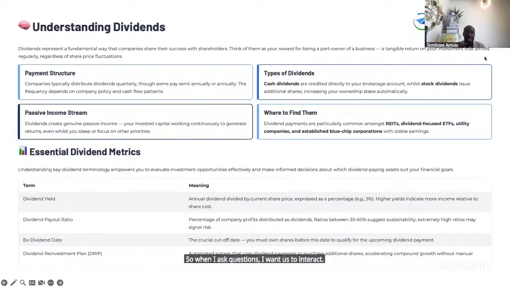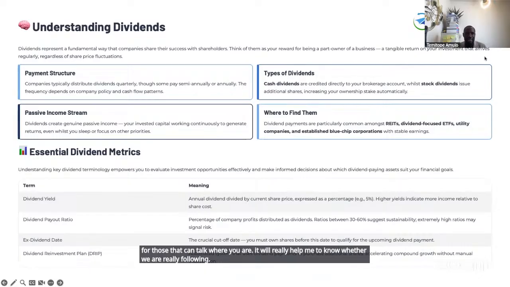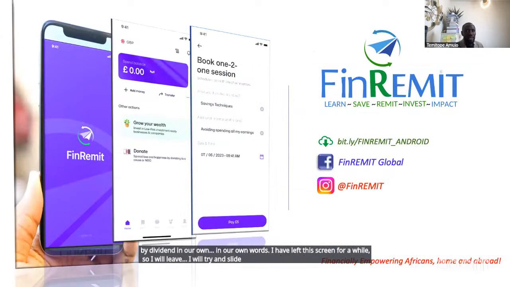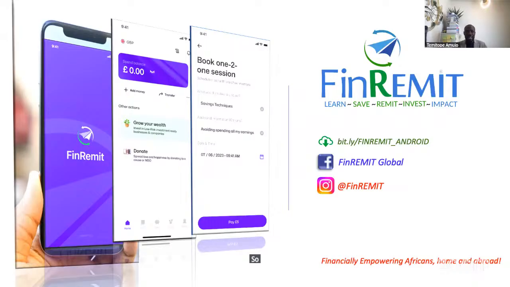For those that can talk where you are, it will really help me to know whether we are really following, or whether I need to slow down a bit, or maybe use less technical words to make it more understandable. So what do we understand by dividend in our own words? I've left this screen for a while, so I will try and slide away from the screen now. So what do we understand by dividends?